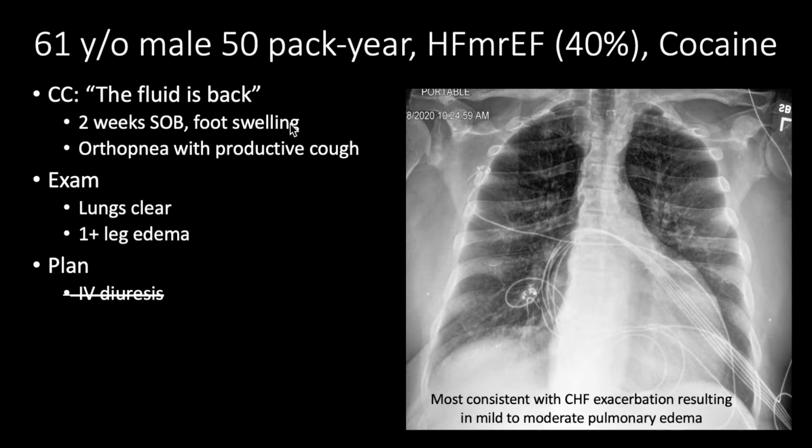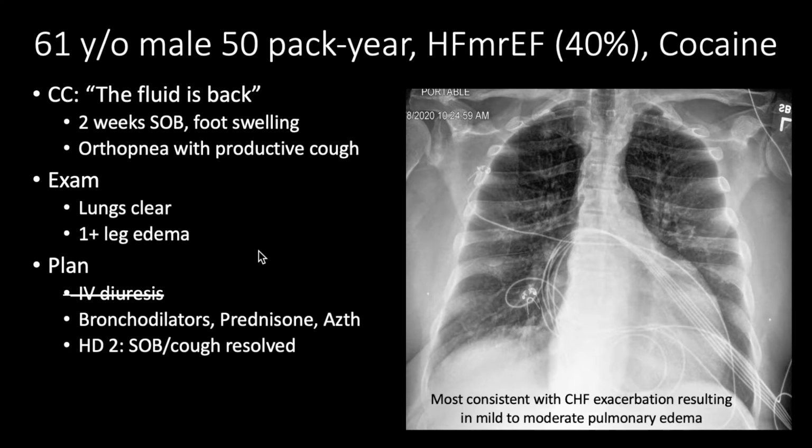What is causing his shortness of breath? What should our plan be? Well, he's a 50-pack year smoker who's actively smoking both cigarettes and cocaine, and he's never had pulmonary function tests. We suspected that this was a case of bronchitis and COPD exacerbation and treated him as such, and his shortness of breath and cough resolved.